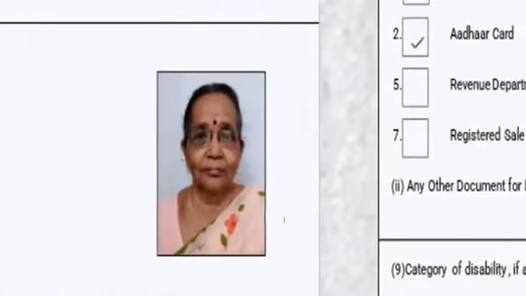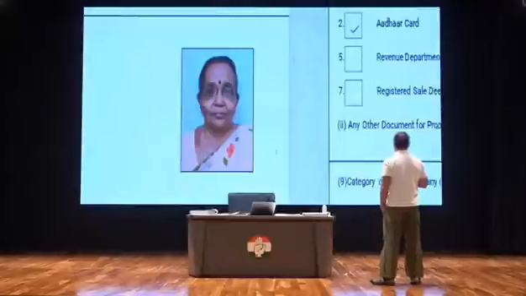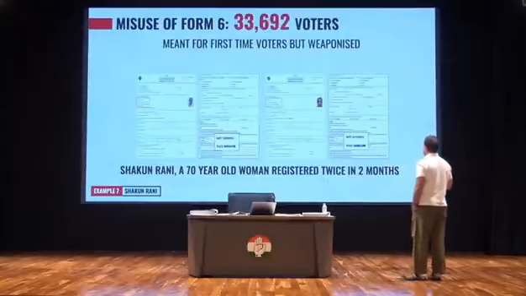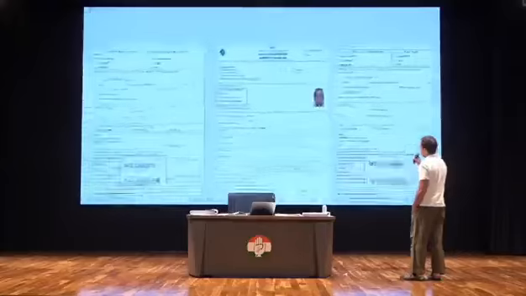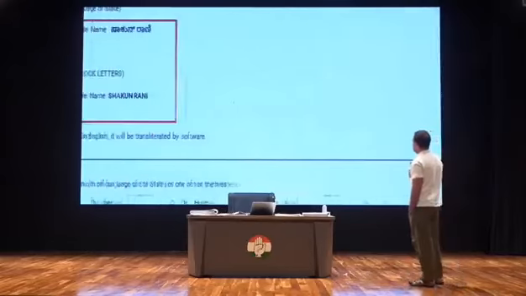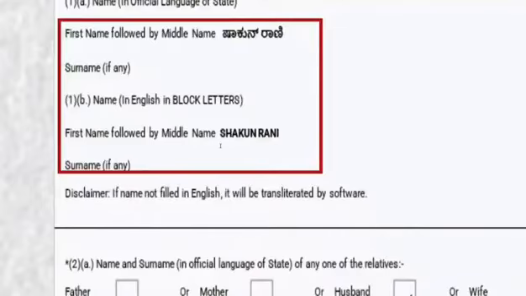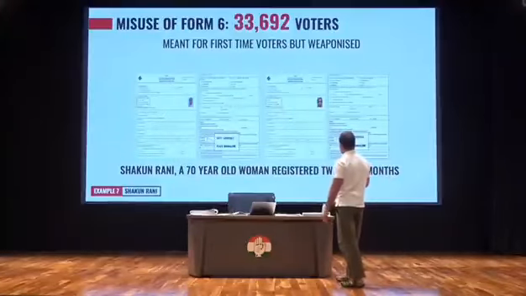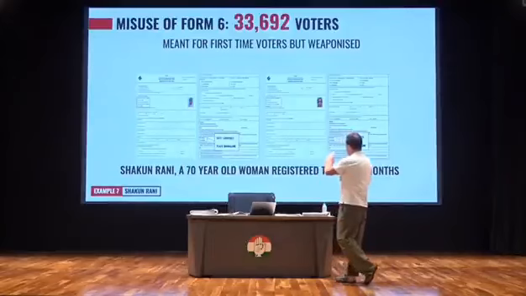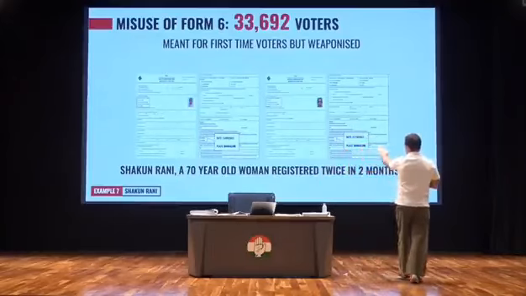That's a picture. Now go to the other picture. So this is essentially a zoomed in picture that they've taken. And this is now suddenly a new voter. Go back. Now she has no surname. But her first name is Shakun Rani. Right? Go back.